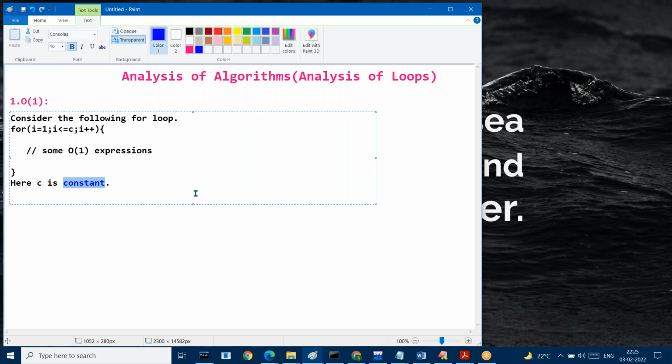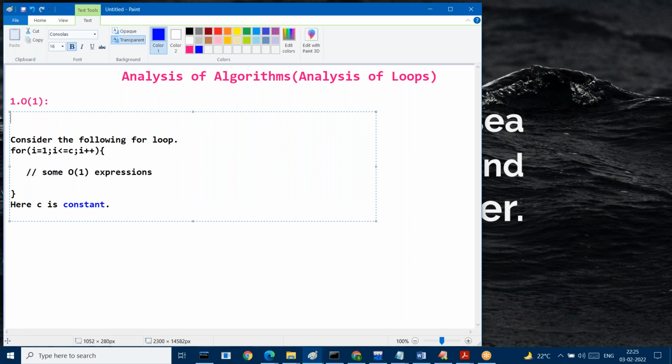So that means the time complexity of a loop is considered as order of 1 if it rotates or runs a constant number of times. That means what we can say here: a loop that runs a constant number of times is considered as big O of 1.